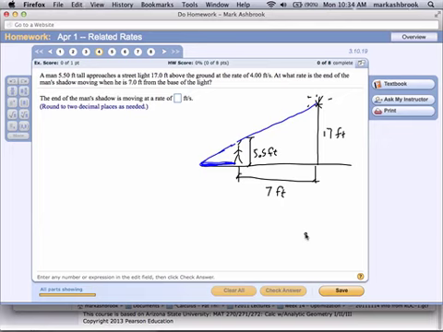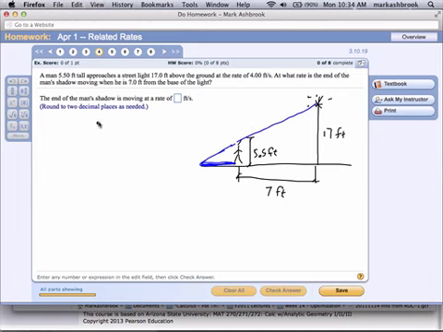Okay, so here's kind of the setup of it. And it also says that he's approaching at 4 feet per second. But I think that's all the information we have. The height is 17, his height's 5.5, he's 7 feet from the light pole, and he's moving 4 feet per second towards the light pole.